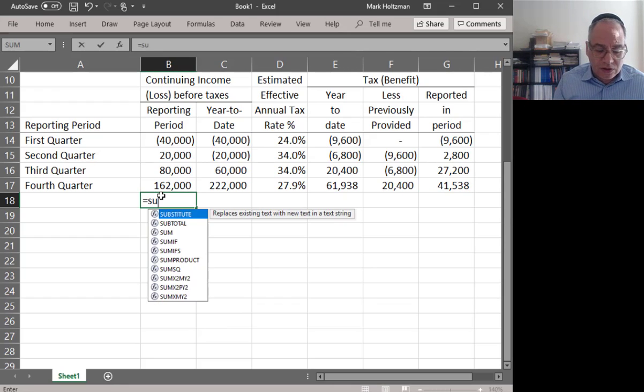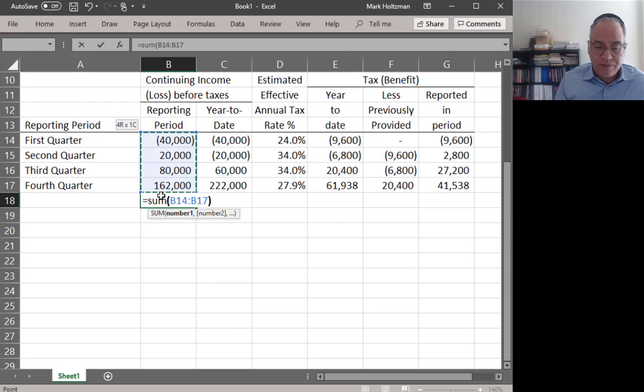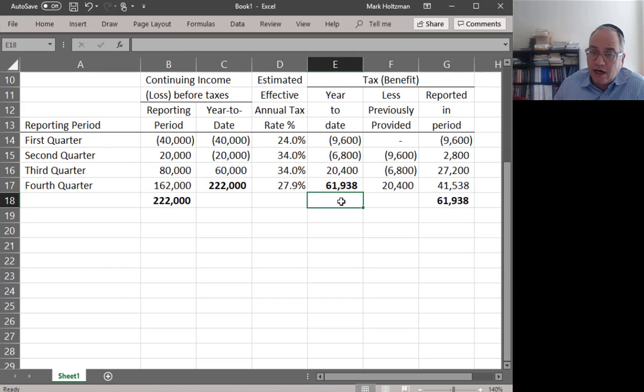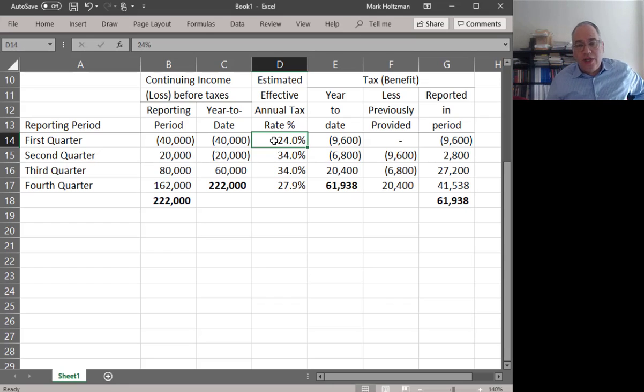So you can see here that the total of the income over the 4 periods is equal to 222, which just happens to be the same as that. That's the year to date. And you would have a similar total here with reported in period. If I report all of these in period, they add up to what my total tax should be for the year, $61,938. So it's kind of a catch-up basis. In other words, if you don't record something in the first period and circumstances change in the second, then the entire effect of the change would be recorded in the second quarter.